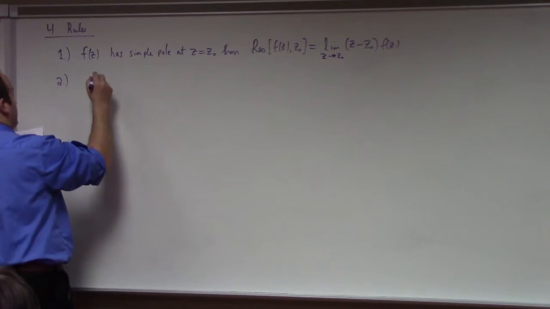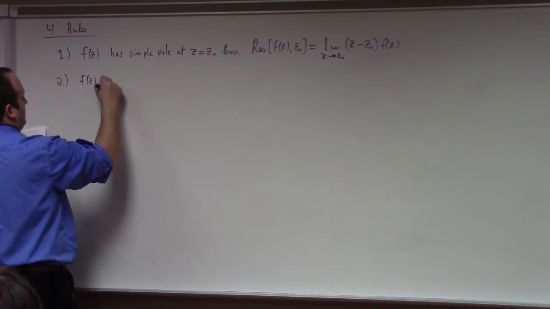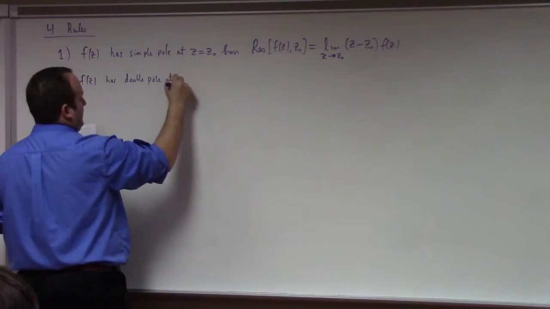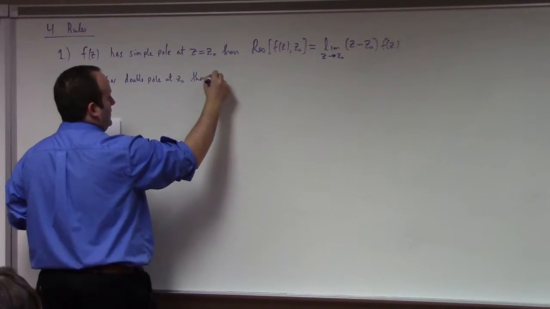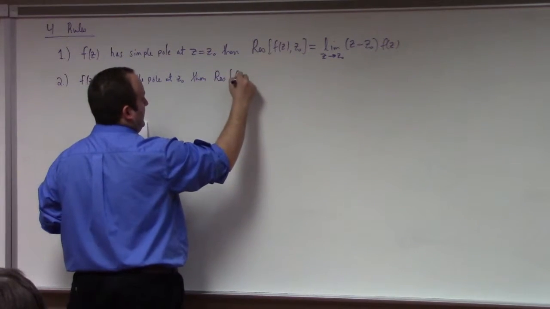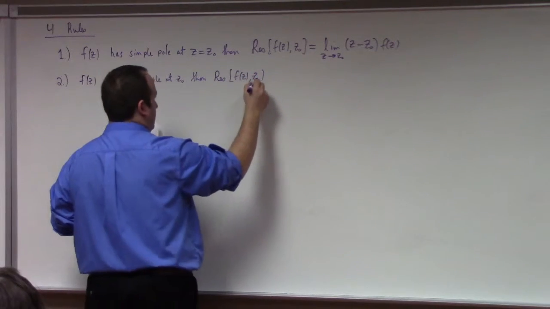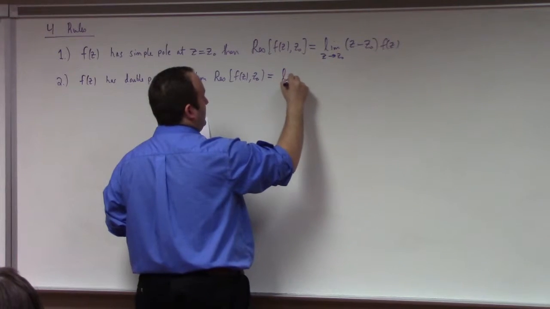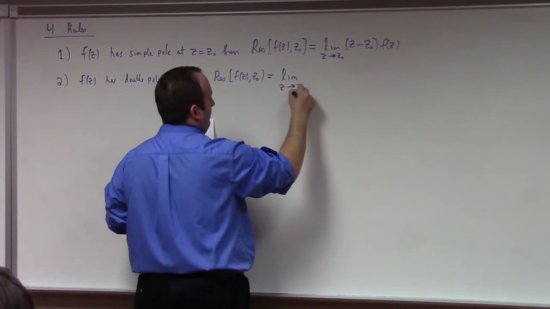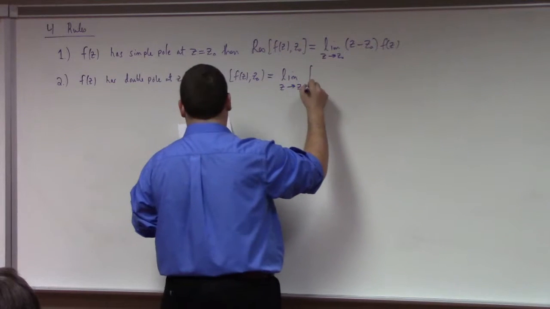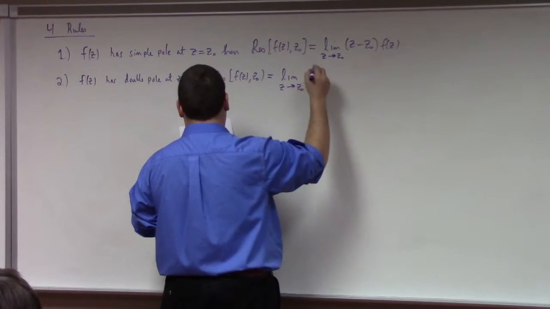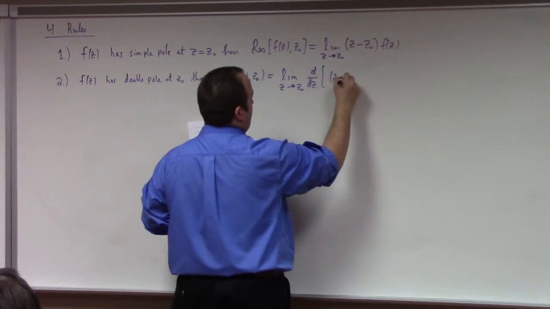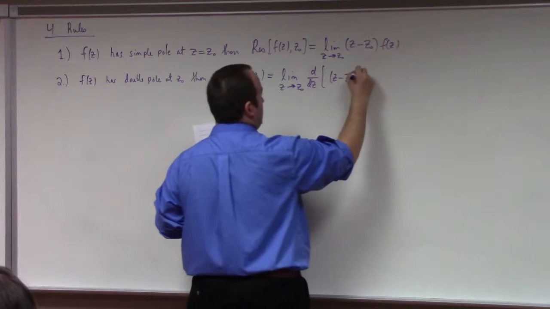Rule number 2: if f of z has a double pole at z naught, then you can calculate the residue of f of z at z naught by taking the limit as z goes to z naught of the derivative d dz of z minus z naught quantity squared times f of z.